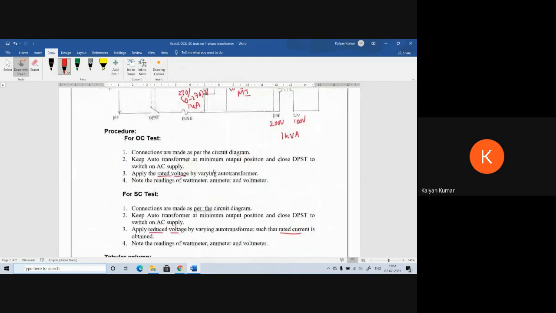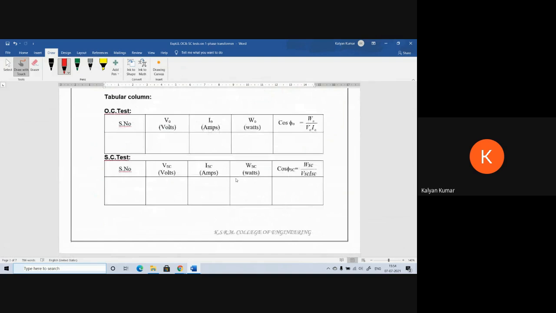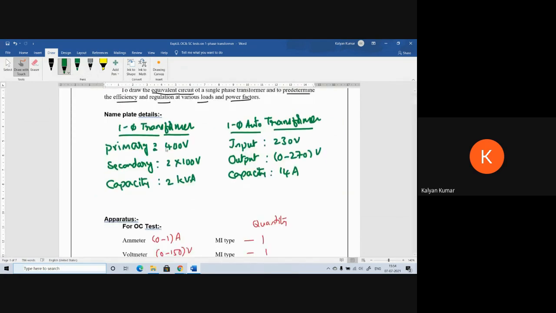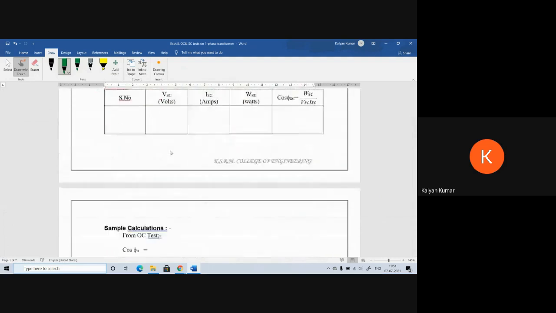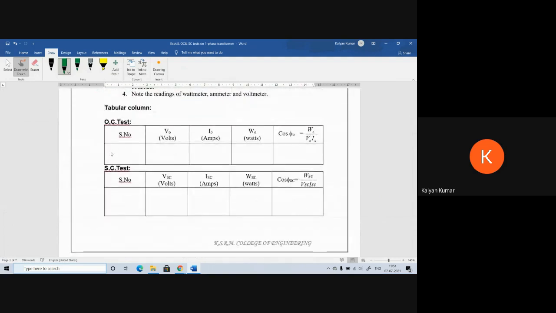The readings that we are going to get from the OC test and SC test need to be noted in this table. So here, this is OC test, serial number 1. Under OC test, we are going to apply rated voltage, that is the primary rated voltage of the transformer, 100 volts, which we have taken. So that 100 volts we are going to apply here. Now, the current that we got under OC test is 0.86 amps and the wattmeter reading is 40 watts.